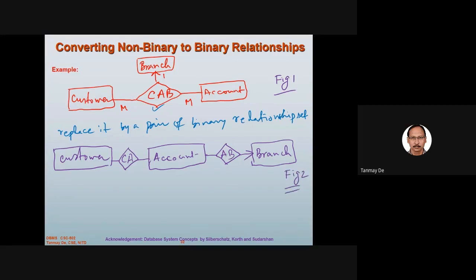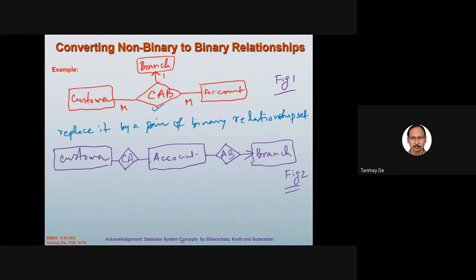AB means account branch, and CA means customer account relationship. So CA and AB, both relationships are binary here, is it not? Because the CA relationship is associated with the customer and account entity sets, whereas the AB relationship is also binary. It relates two entity sets, account and branch.